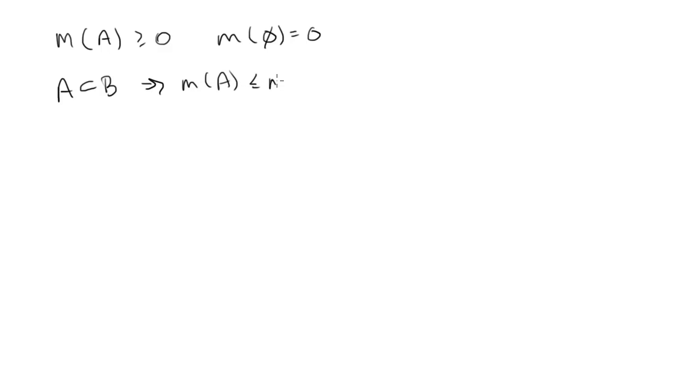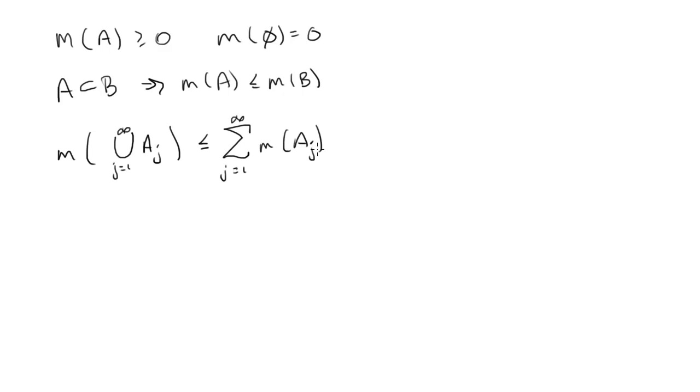Measuring the size of a set by measuring the size of its cover. So an outer measure, this measurement, we want it to be positive, and we want the empty set to have 0 measure. We want it to respect subsets, and we want it to respect unions. So that if I'm doing a countable union, I want the measure of each individual piece to be bigger than the measure of the union. That's monotonicity and countable subadditivity.